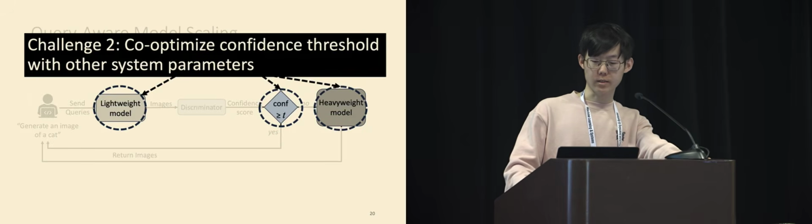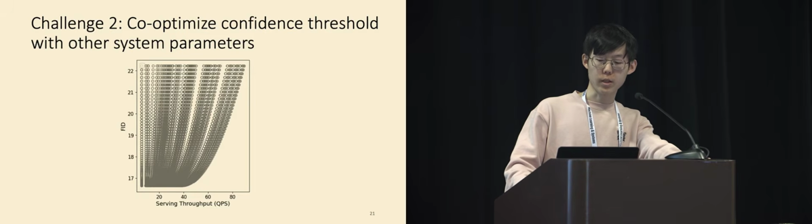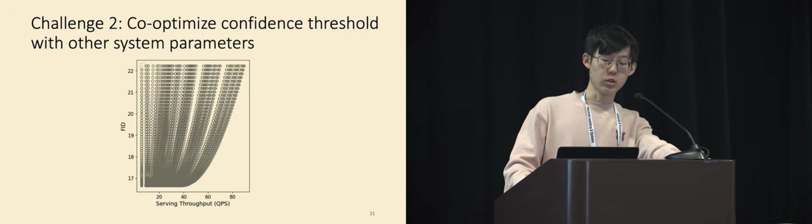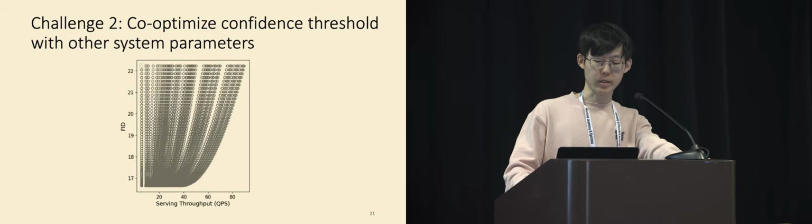The second challenge is that the confidence threshold always interacts with other system-level parameters, which should be co-optimized instead of tuned independently. And we address this by designing a mixed integer linear programming-based resource allocator to find the optimal configurations. There are multiple resource allocation parameters we need to co-optimize, like confidence threshold, number of workers for lightweight and heavyweight models, and batch size, etc. So this will result in a very large design space as shown in this figure.